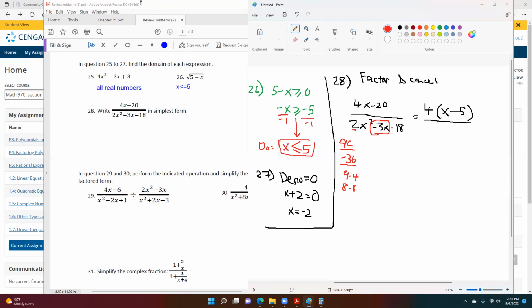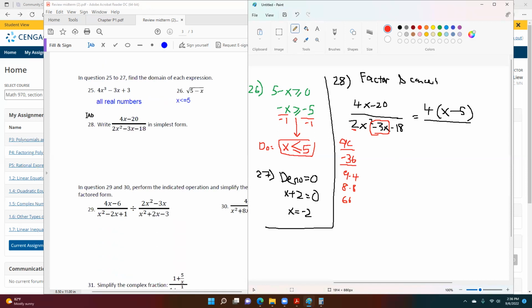Okay, that is a typo here. Yep, 6 and 6 also doesn't work. It's a good try, but 6 and 6 doesn't give us negative 3. I think there's a typo here. That doesn't work. Since none of these factors work, this is prime. So your answer is just the same thing, 2x squared minus 3x minus 18. Unfortunately, we cannot factor this, and there's nothing that can be canceled. So this will be your answer in this case.